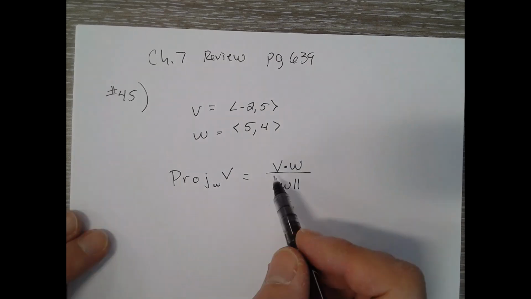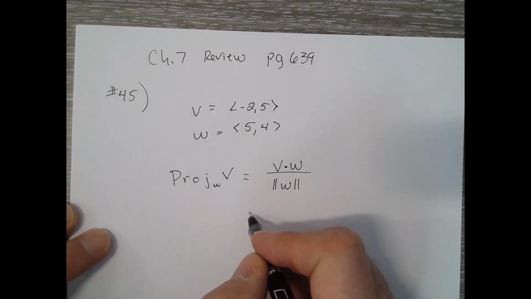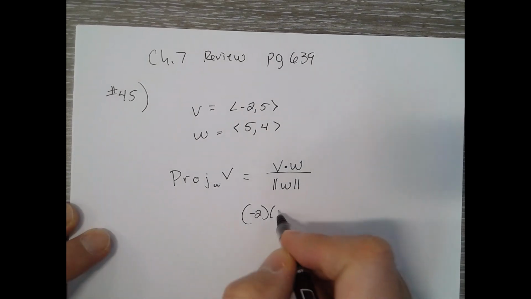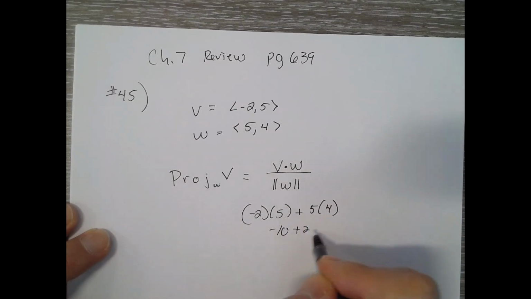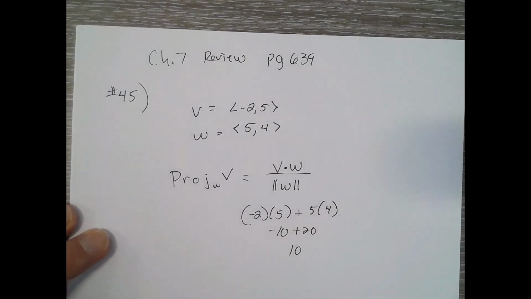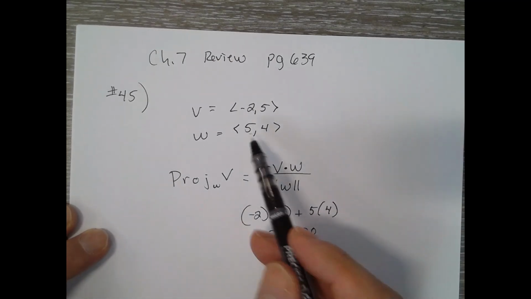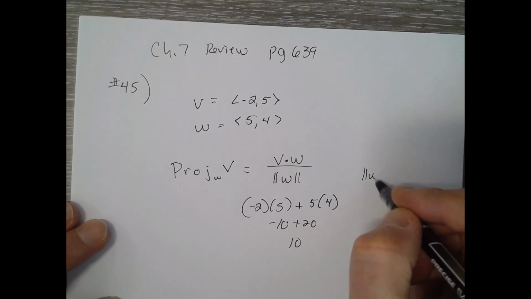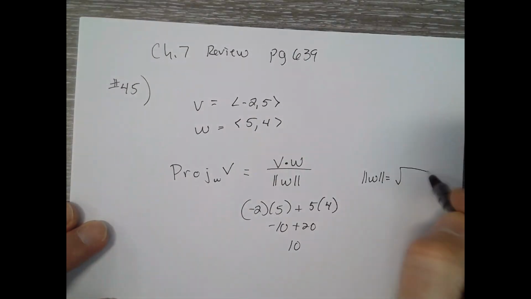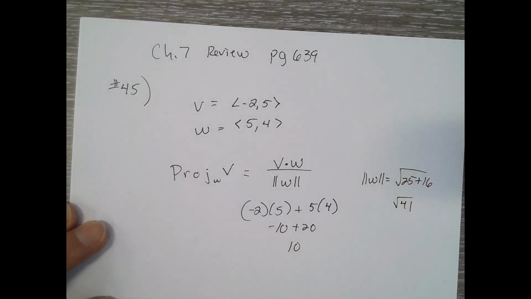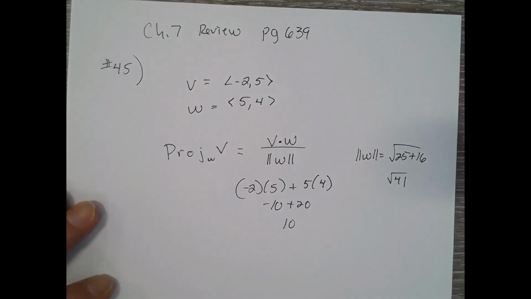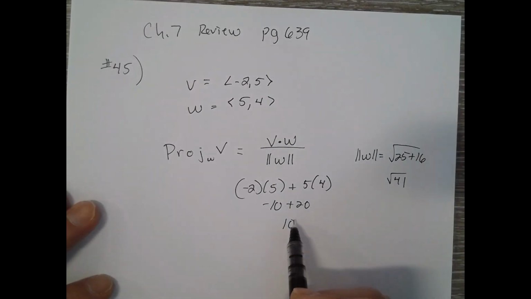So V dot W is negative 2 times 5 plus 5 times 4, negative 10 plus 20, we get 10. And the magnitude of W is, let's see, the square root of 25 plus 16, so the square root of 41. So we can just do 10 divided by the square root of 41.